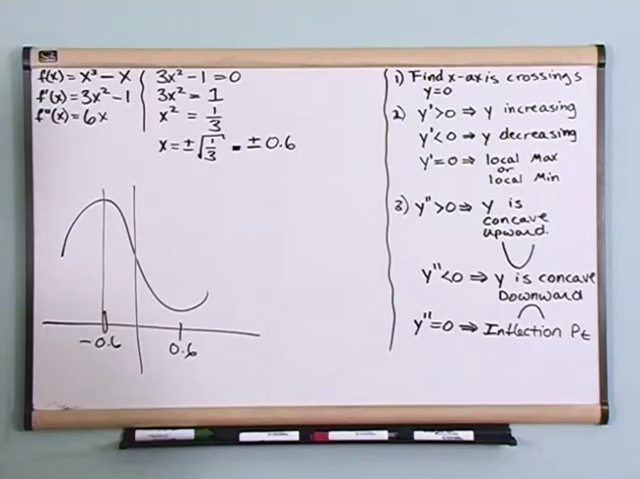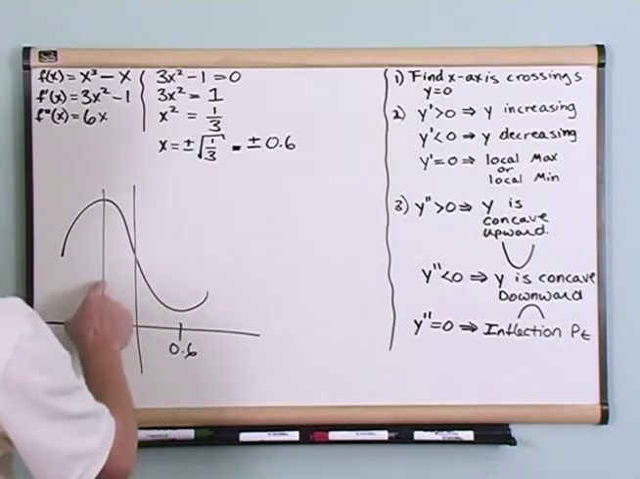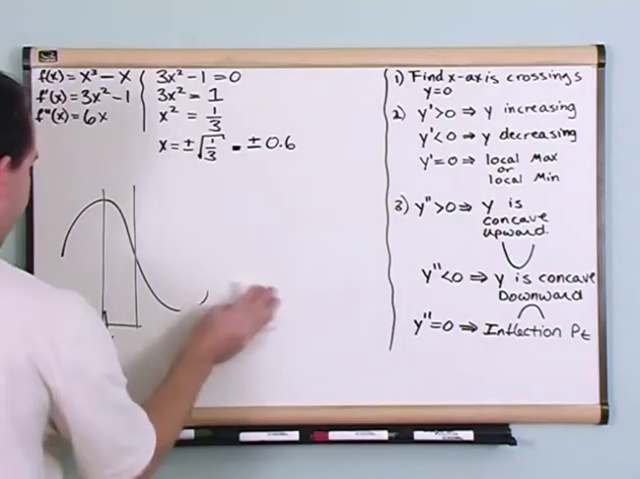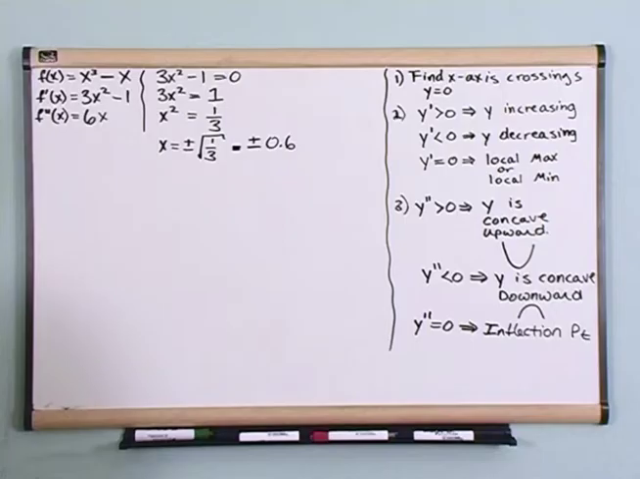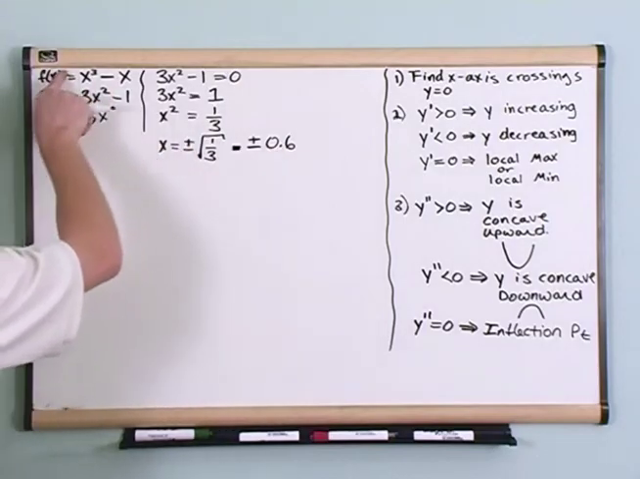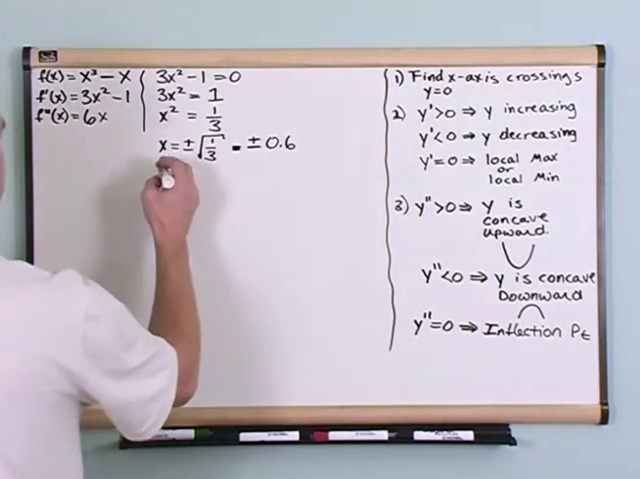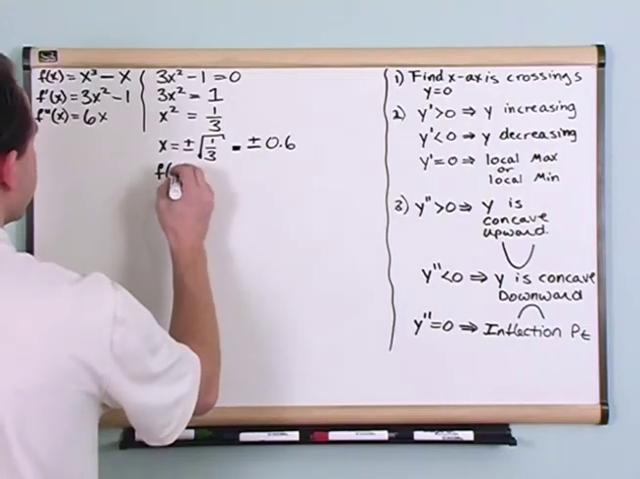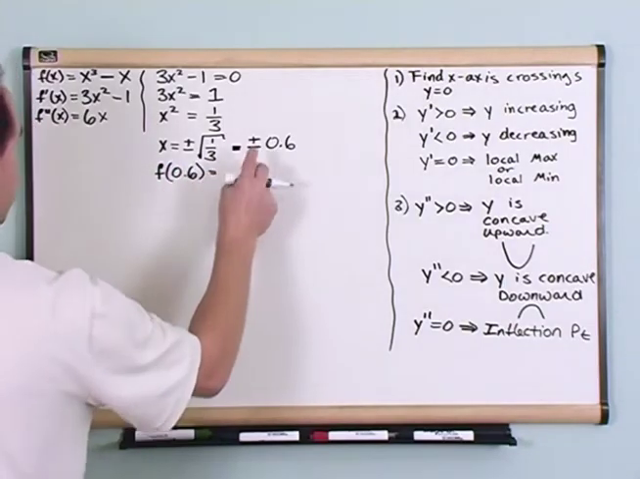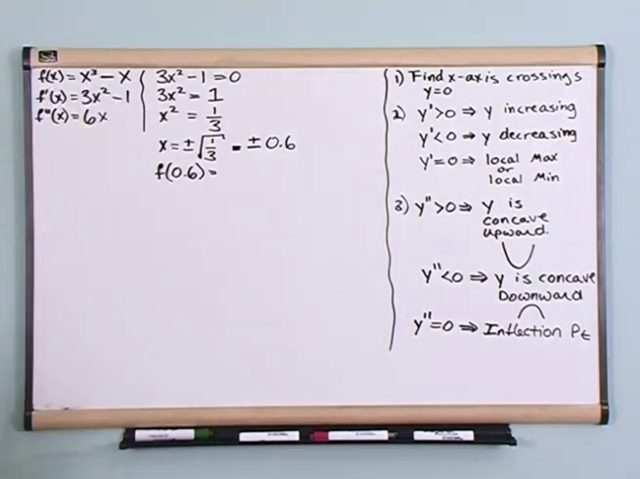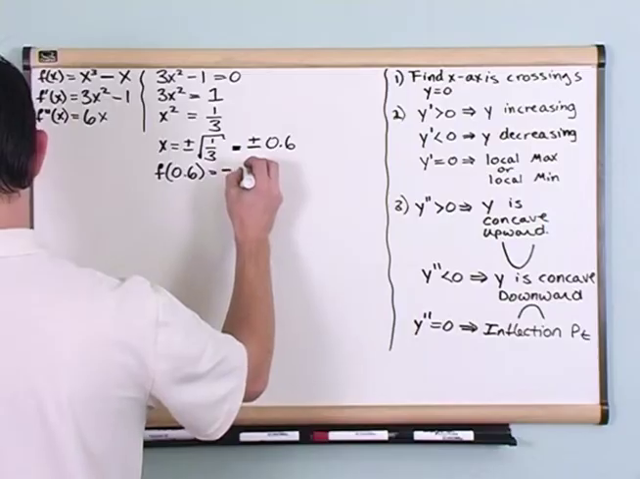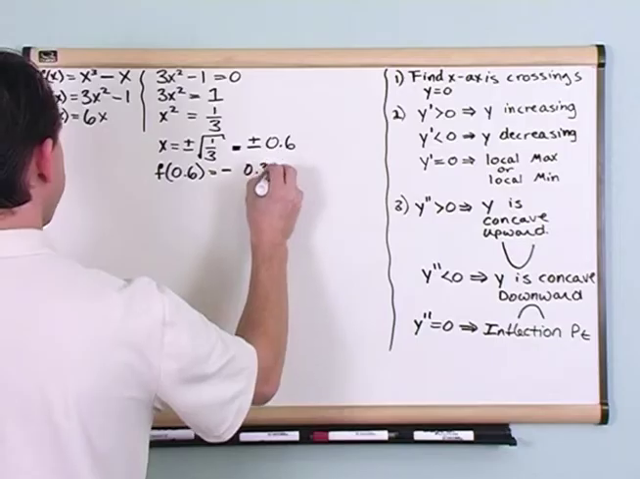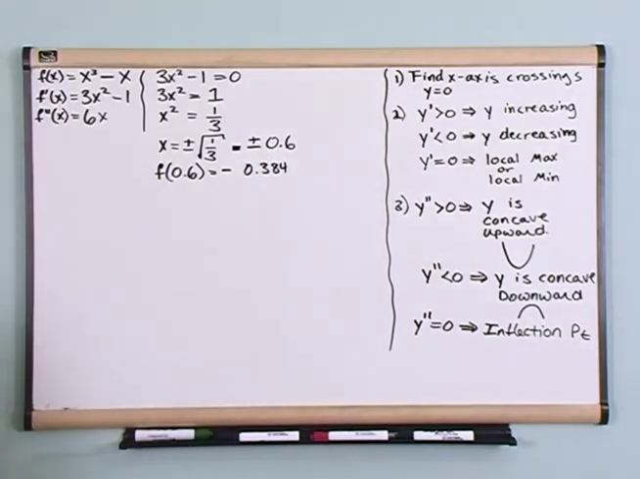But that doesn't help me so much because that tells me the x value, but I have no idea what the y value is, so I can't plot anything yet. How do I figure it out? Well, I know the x value. I'm going to stick it into f of x and get the y value. f of 0.6, I'm plugging 0.6 into f of x, and I'm going to let you crank through that on your calculator, and you will see that it equals negative 0.384.